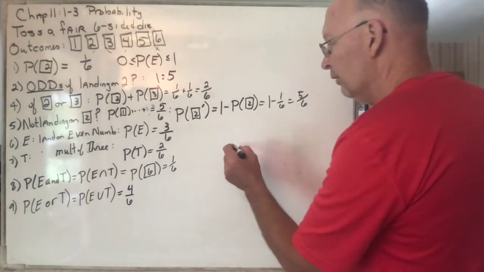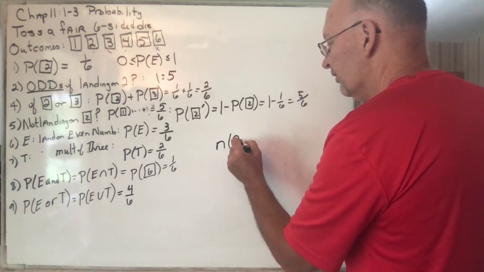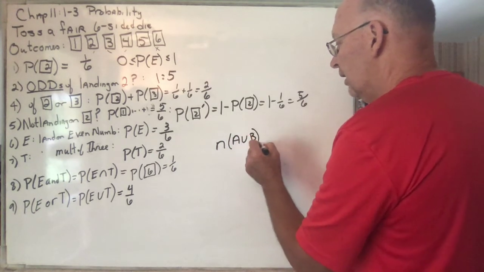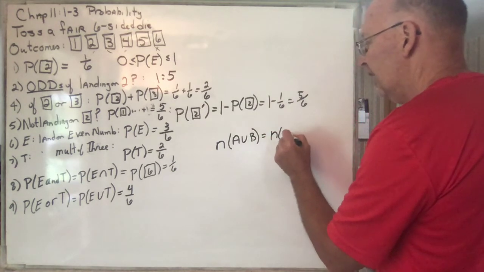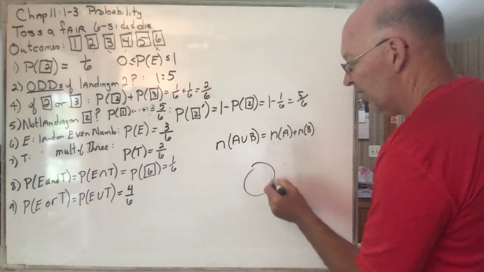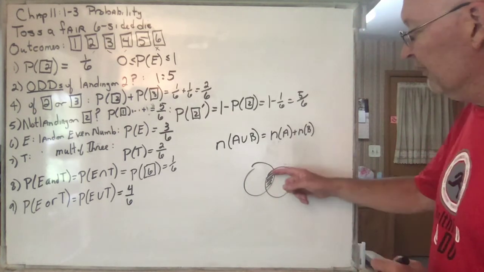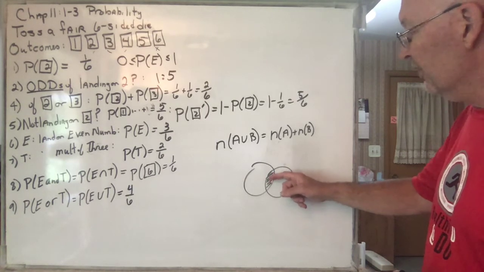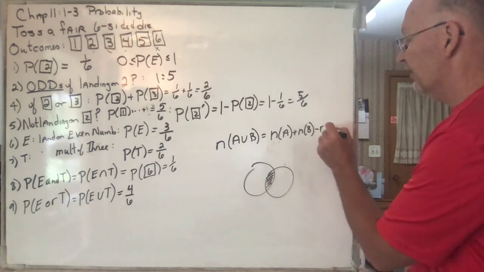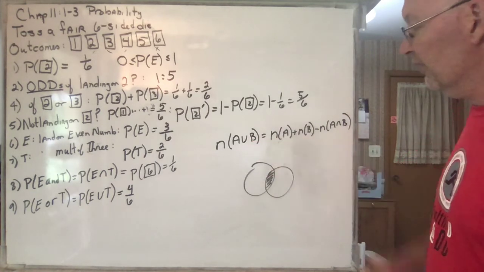And remember what we learned with sets? The number of things in the union of 2 sets, let's just say A union B, is the number of things in A plus the number of things in B. But then what did we have to do? We counted these twice, and so we have to get rid of them once. And so we subtract the number of things in the intersection. Remember that? That's a formula for this.